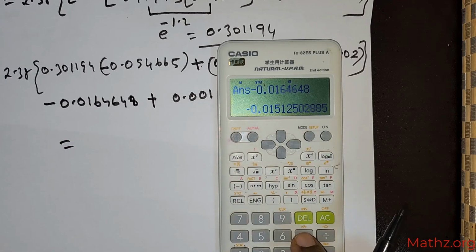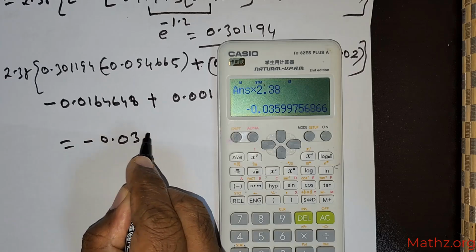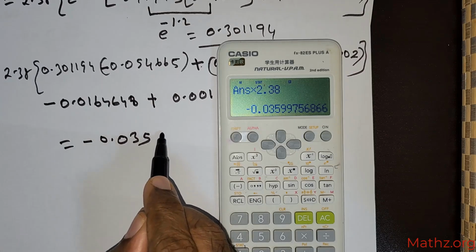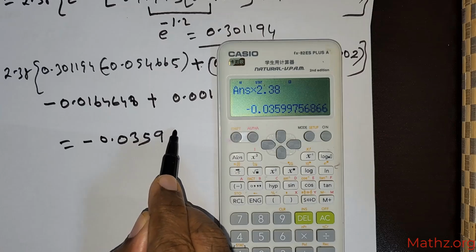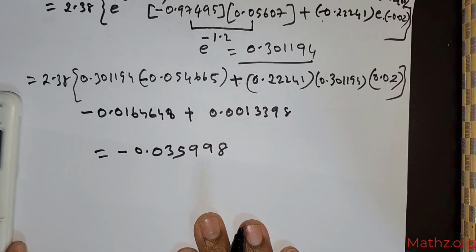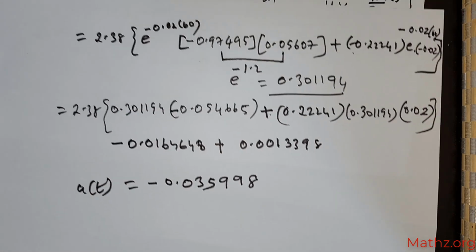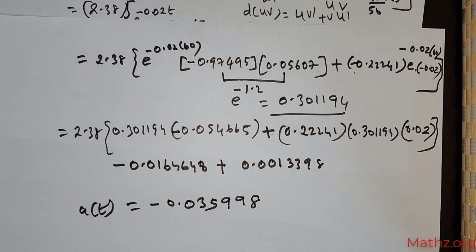I have to multiply with this 2.38. So I'm getting negative 0.035998. Okay, now this is the acceleration. This is my acceleration, right? So we have to give the unit.